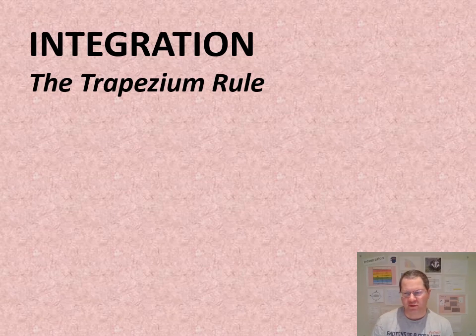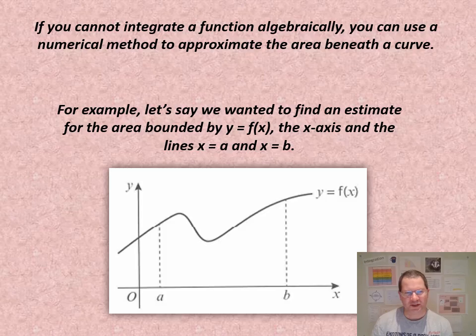Hello, in this video we're going to be looking at the trapezium rule, which is usually used when it's impossible to integrate a function, but we still want to work out what the area is underneath the curve. So as it says, if you cannot integrate a function algebraically, you can use a numerical method to approximate the area beneath the curve.